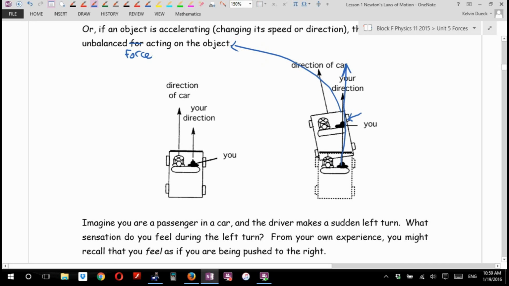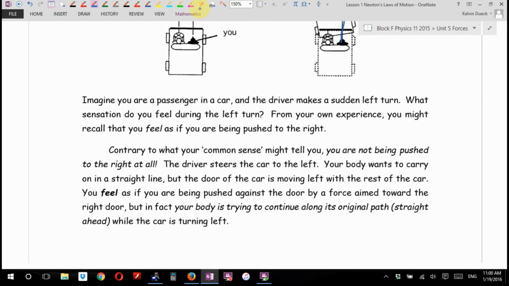And your body feels the door pushing against you. But because you don't think that a door can push, you think you're pushing against the door and getting pushed out. You're not. This is why I said to you, our bodies are backwards accelerometers. They can feel acceleration, but they just feel it backwards. So contrary to what your common sense tells you, you're not being pushed to the right at all. The driver steers the car to the left. Your body wants to carry on in a straight line. But the door of the car is moving left with the rest of the car. You go in a straight line and you actually run into the door, and the door pushes you around the corner.